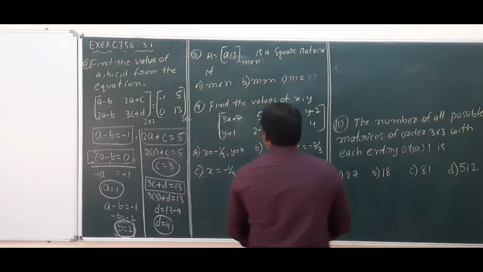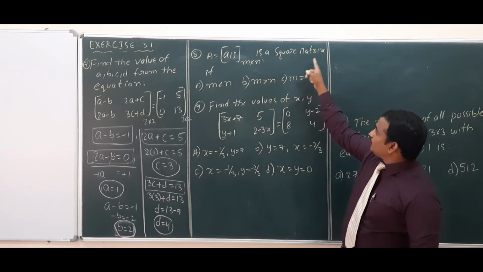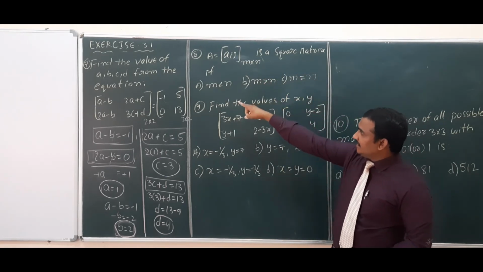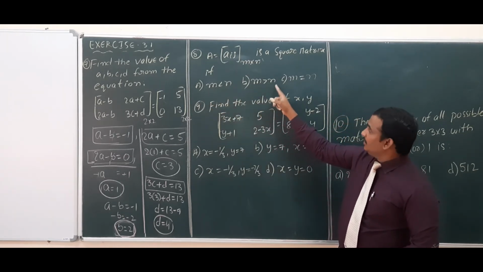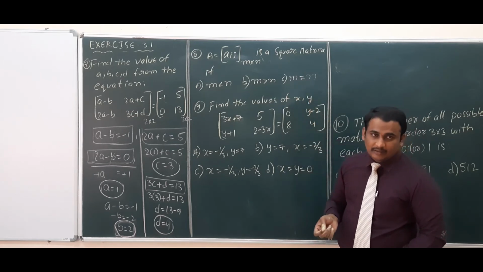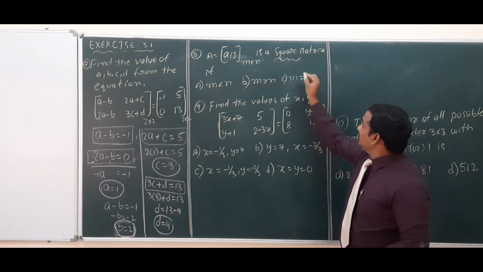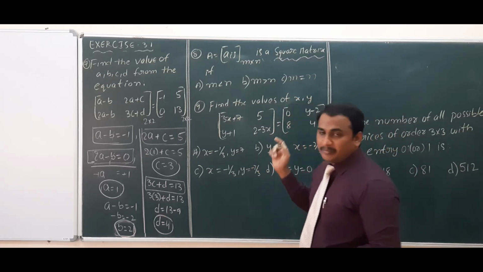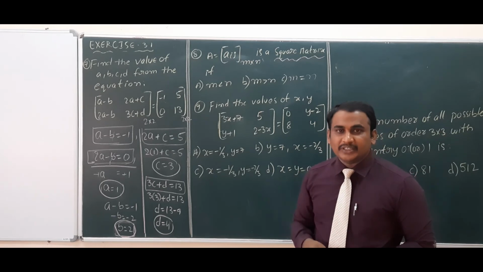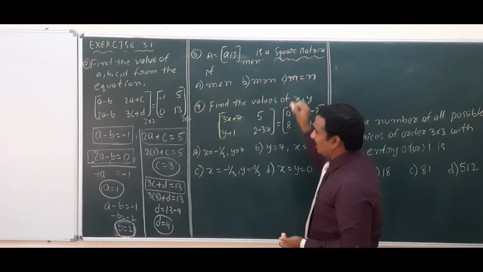Next question. Question number 8. If A equal to A of ij, m by n is a square matrix, if condition is given, option A, m less than n, option B, m greater than n, option C, m equal to n. They are given here square matrix. You know the square matrix definition. What is the square matrix? A matrix having number of rows equal to number of columns.